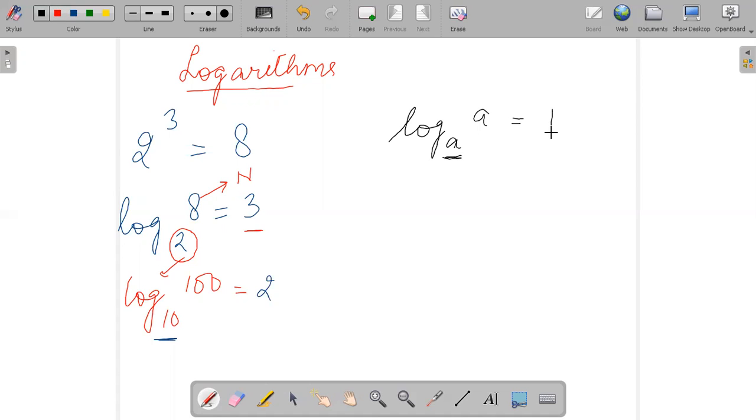It's the number a. And what if I say log of 1 to any base? What should I raise a to so that I get 1? Any number raised to the power of 0 gives us 1. So these are some of the basic things that we need to know about logarithms.